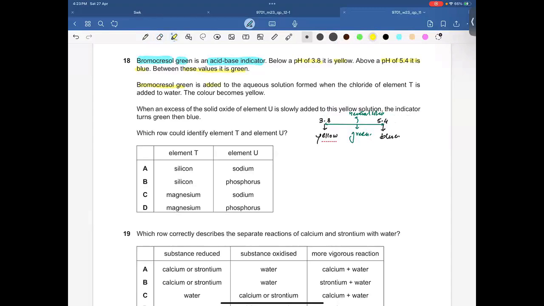Bromocresol green is added to the aqueous solution formed when the chloride of element T is added to water. Now we have two different elements for T, silicon and magnesium. So when silicon reacts with chlorine, it is converted into silicon tetrachloride. When this silicon tetrachloride is placed in water, it is going to be converted into SiO2 plus 4HCl.